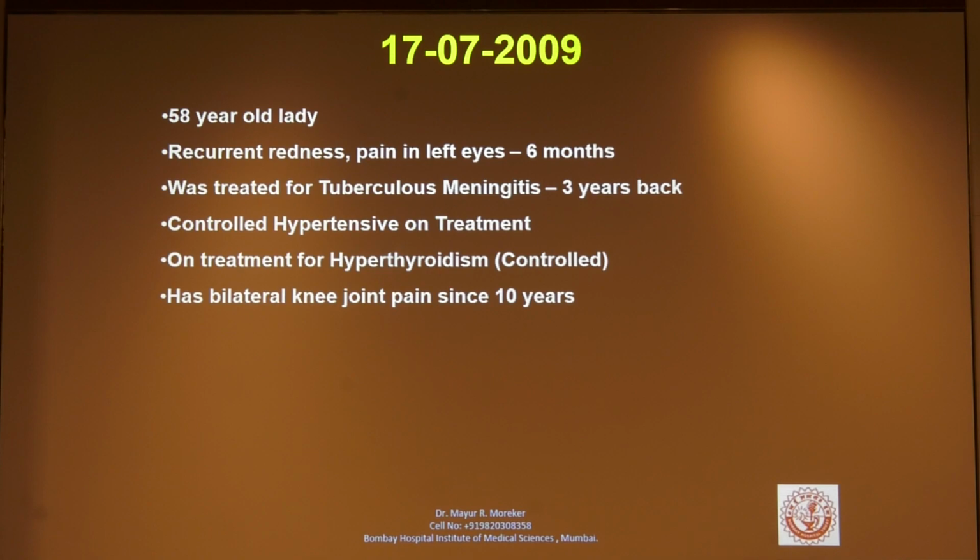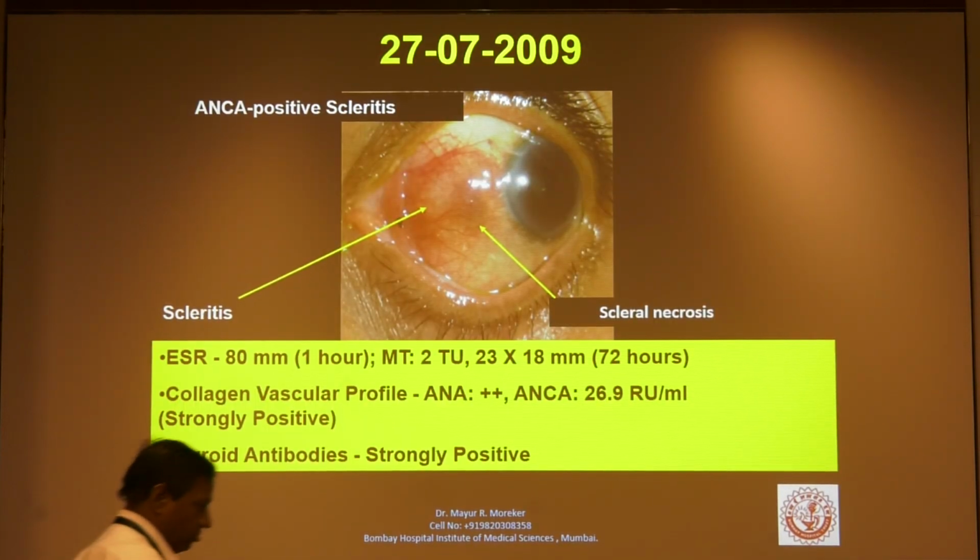Now this is that of a 58-year-old lady. She had recurrent redness and pain in the left eye, 6 months duration, was treated in the past 3 years back with tuberculous meningitis, a controlled hypertensive on treatment, a patient of hypothyroidism, controlled, with bilateral knee joint pain since the past 10 years. So we have bilateral knee joint pain, we have tuberculous meningitis, and we have the history of scleritis. This patient had a scleral necrosis. You can see the area of scleral necrosis here with the scleritis.